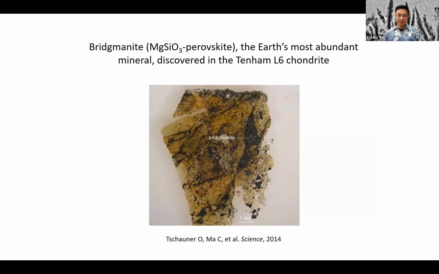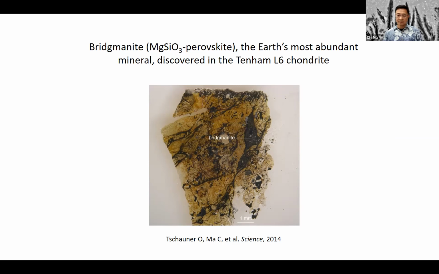Bridgmanite, MgSiO₃ is a perovskite structure, the most abundant mineral in Earth, now discovered in the Tenhan L6 ordinary chondrite. So Tenhan is the 3rd meteorite examined after Allende and Murchison. So it took my collaborator Oliver Tschauner and I 5 years to track down this phase in Tenhan. It occurs within the shock melt vein.